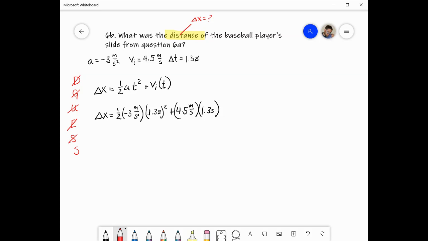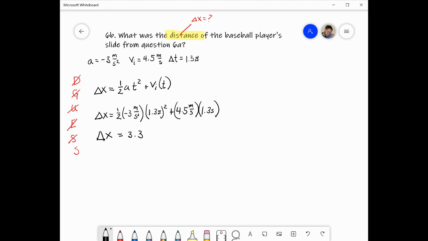1/2 of 3 is 1.5. So a negative 1.5, I've already got that. And I'm going to multiply that times 1.3 squared. And then I'm going to add on to that 4.5 times 1.3. And I get an answer out of it right here. My change in position, so that's the amount that we've slid, is 3.3. Now it's 3.315, but I'm just going to leave it here, 3.3.